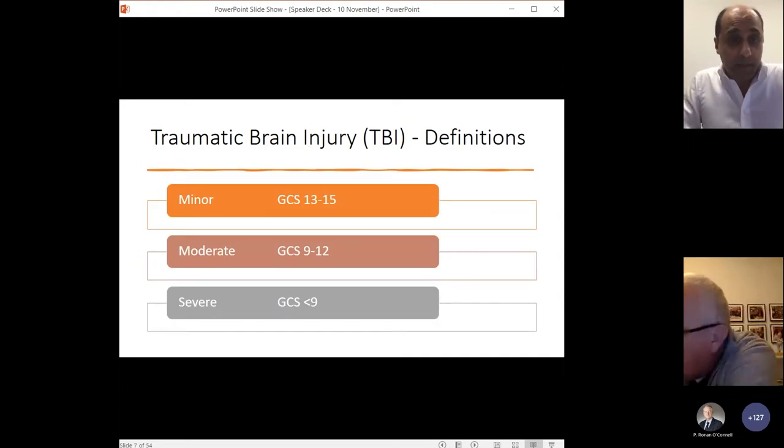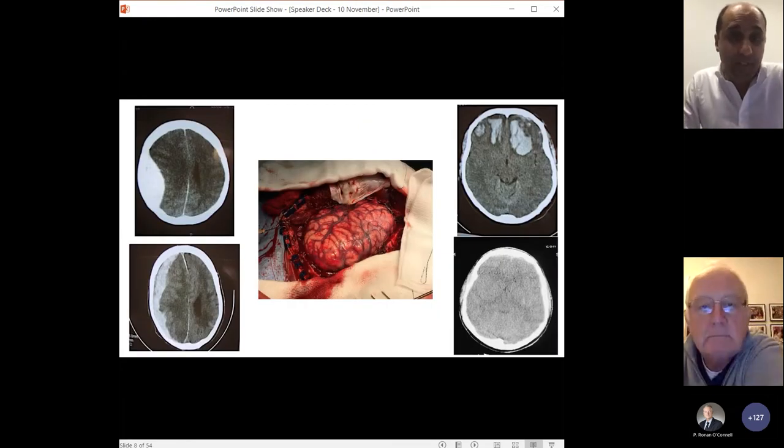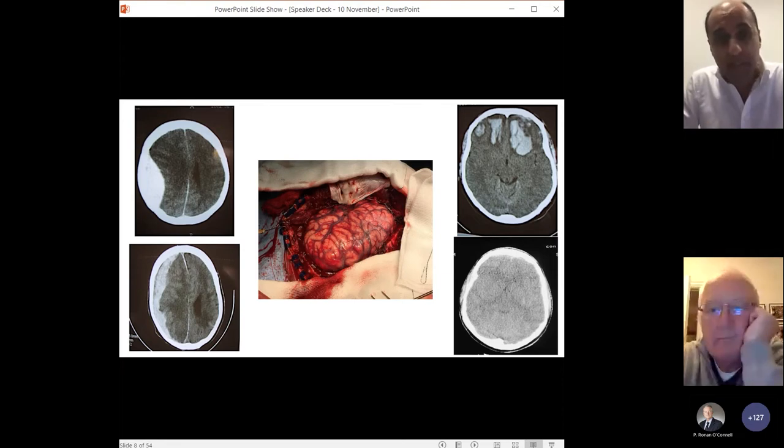And traumatic brain injury, as you know, can be divided into minor, moderate, or severe based on the Glasgow Coma Score, as is shown here. And if the Glasgow Coma Score is less than 9, we call that severe injury or coma. Next slide, please. And that's the sort of injury, I suppose, we tend to deal with. The scan on the top left is an extradural hematoma, bottom left is acute subdural hematoma, the top right is bifrontal contusions, and the bottom right is diffuse injury, diffuse axonal injury and swelling. And the operation in the middle is a decompressive craniectomy, allowing a very swollen brain to expand out.